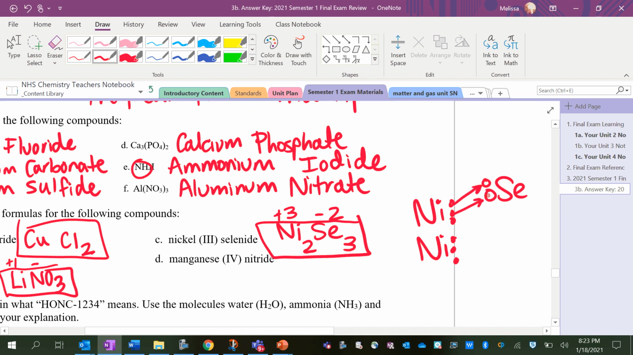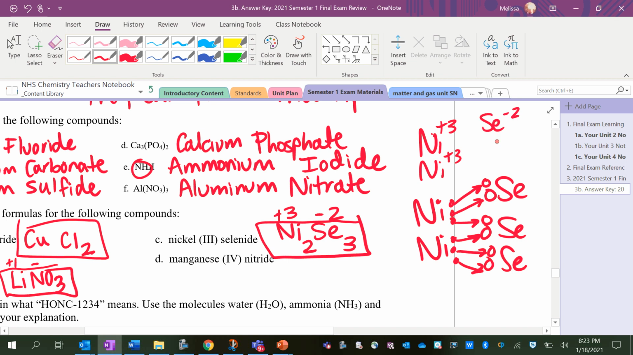So in order for these to work out, you need 3 seleniums to satisfy the 2 nickels. And then each nickel has the +3 charge, and each selenium has the -2. And so if you do the math on this, +3 and +3 is +6, -2, -2, -2 is -6, and so those cancel out.